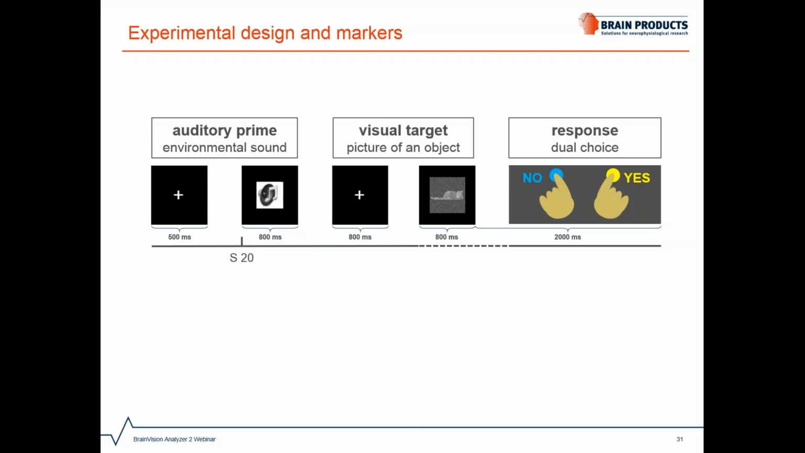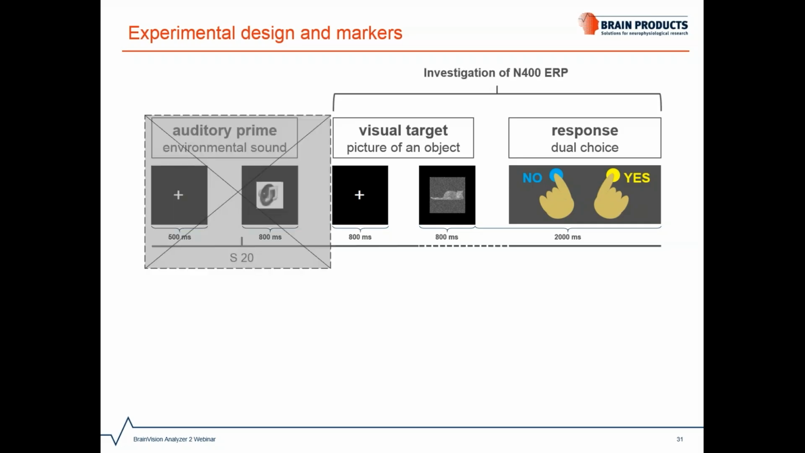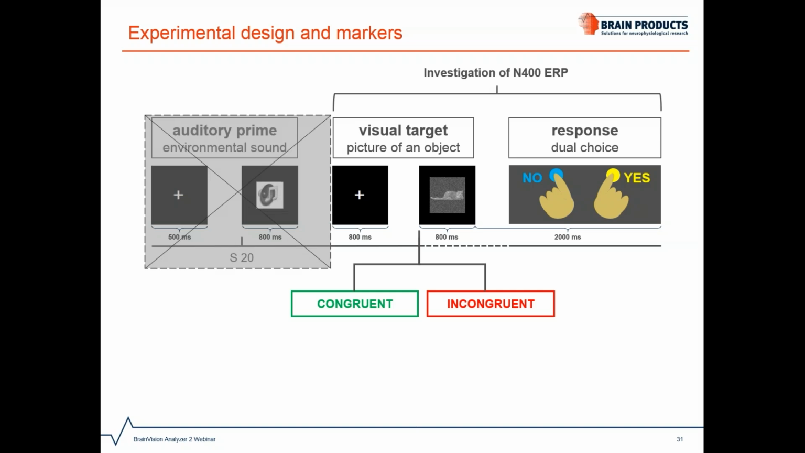So first of all, this is what a trial in our paradigm looks like. We have the prime followed by the target. Both are preceded by fixation crosses. After the target, there's a response time window. For the N400, we actually do not need a time period around the prime. We would therefore reference our trials to the presentation of the target.